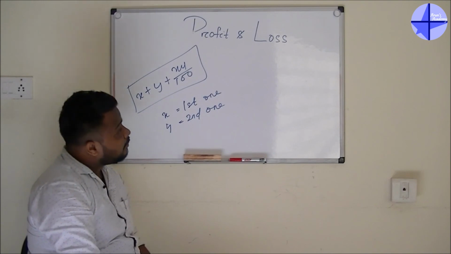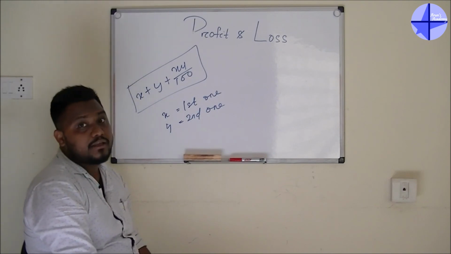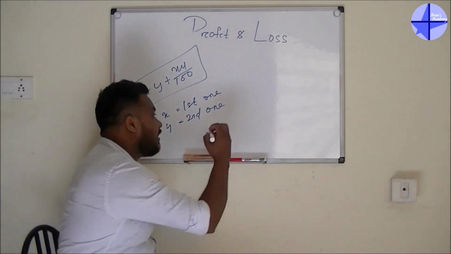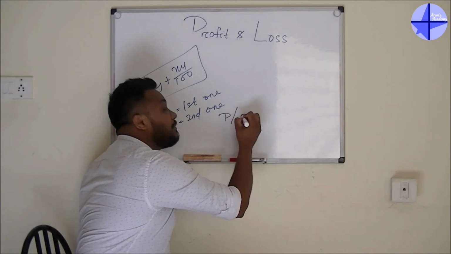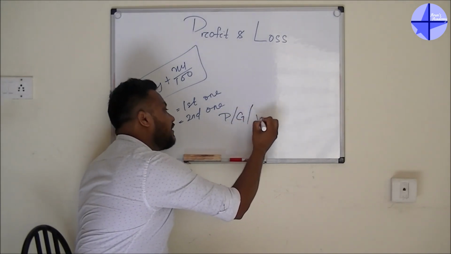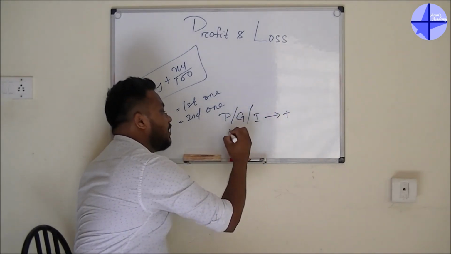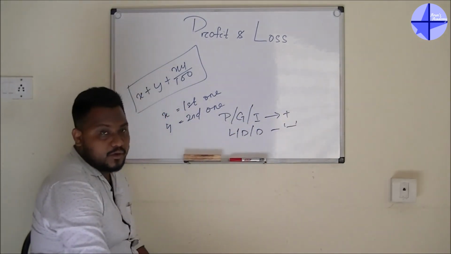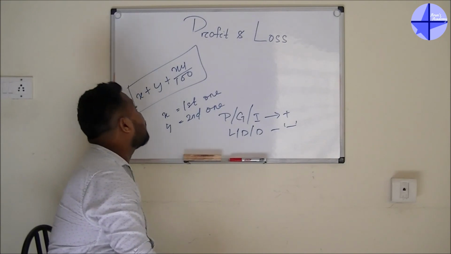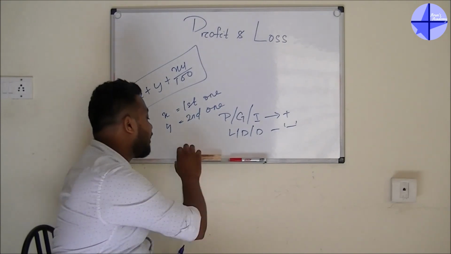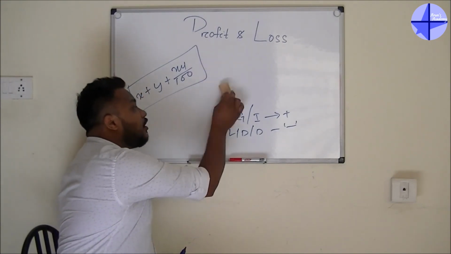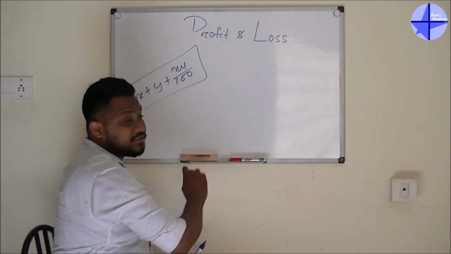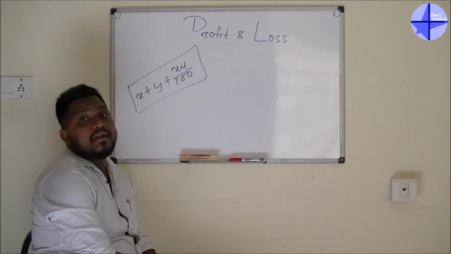But before using this particular formula, you have to remember the previous thing. What I told you people: it may be profit, it may be gain, it may be increase, it is plus. Whenever loss, discount or decrease, it is minus. Okay, so now what I will do, so this one is x plus y plus xy by 100. So 50% off plus 30% cashback, so both are discount.